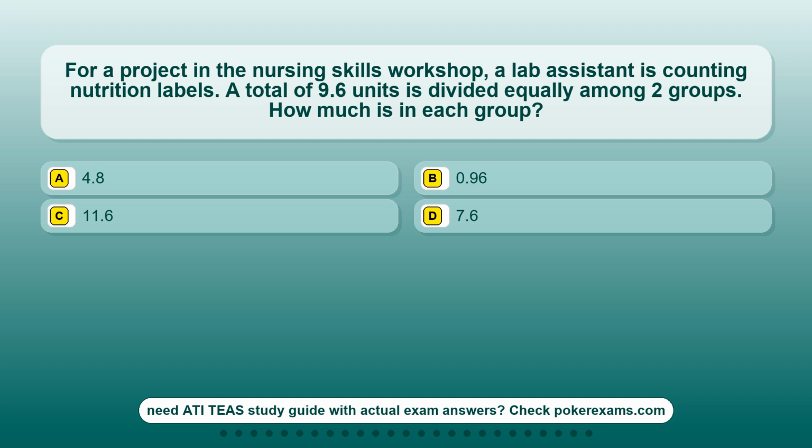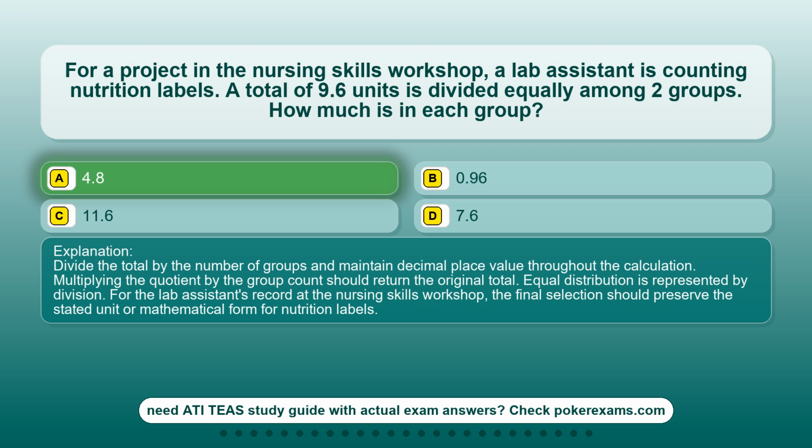Option A, 4.8. Option B, 0.96. Option C, 11.6. Option D, 7.6. The correct answer is option A, 4.8. Divide the total by the number of groups and maintain decimal place value throughout the calculation. Multiplying the quotient by the group count should return the original total.